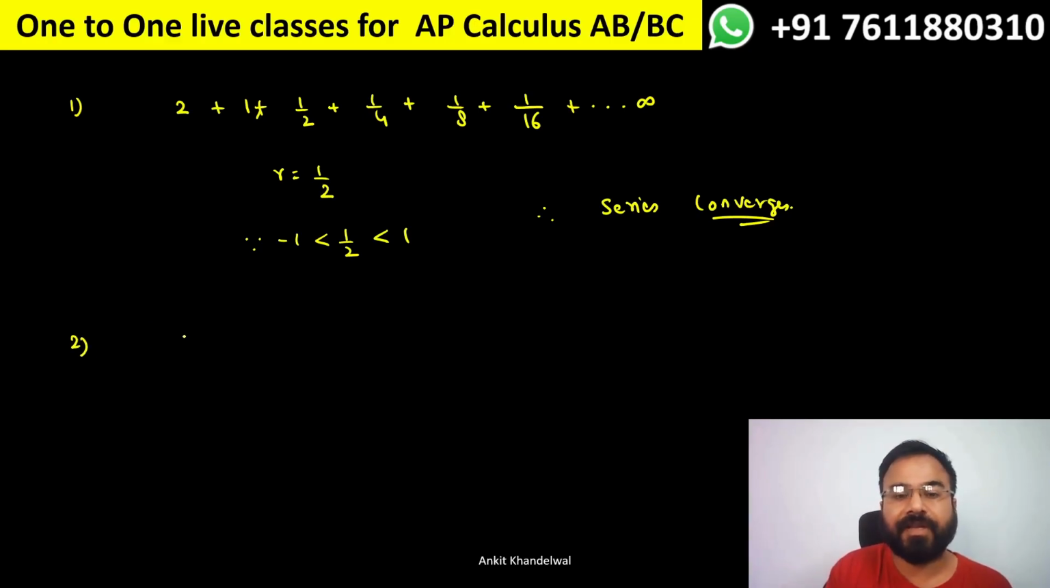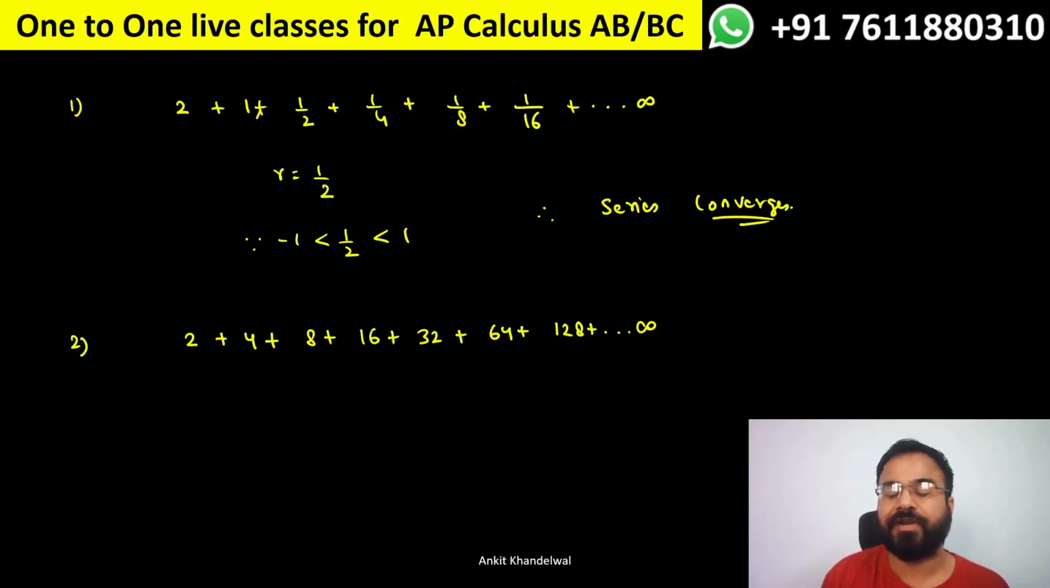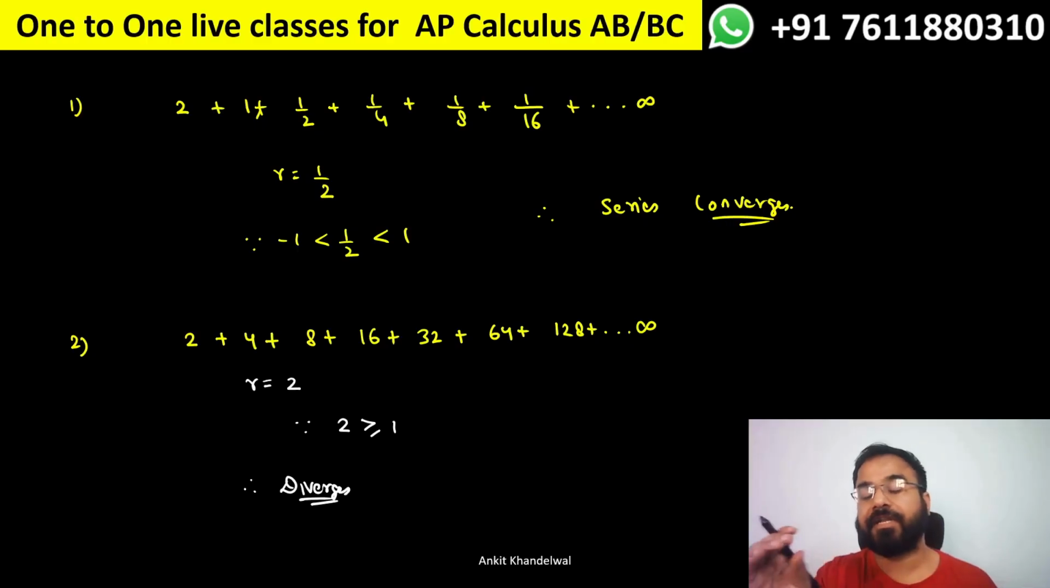On the other hand, let's say 2 plus 4 plus 8 plus 16 plus 32 plus 64 plus 128 till infinity. Here you can clearly see the common ratio by which we are multiplying to get the next term: 4 divided by 2 is 2, or 8 divided by 4, that is also 2. Since the common ratio 2 is greater than or equal to 1, it diverges, because as you can see the terms are getting larger and larger. If you add all of them, the sum will also become infinity. So we will say the series diverges.